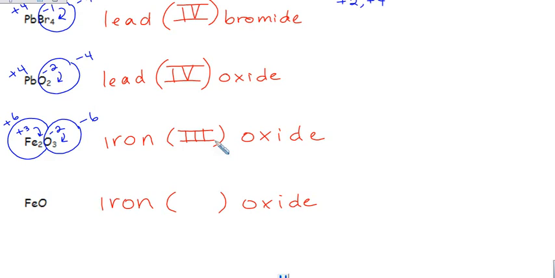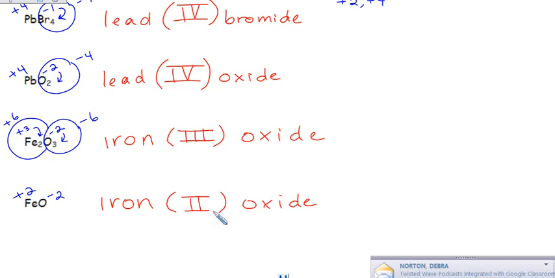If that made sense, the last one's really easy. Oxygen is -2. This time there's only 1 iron and 1 oxygen. So the iron must just be a +2. We'd say iron 2 oxide. Not bad. Find the total negative charge first, and then we'll pick the version of the positive ion that we need to make it neutral.